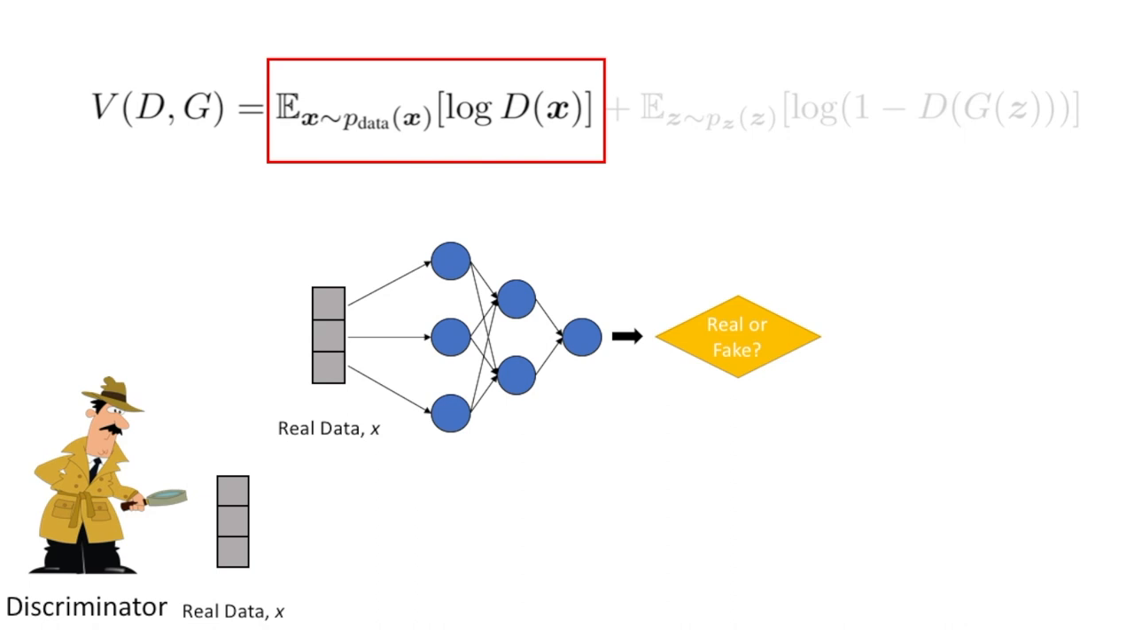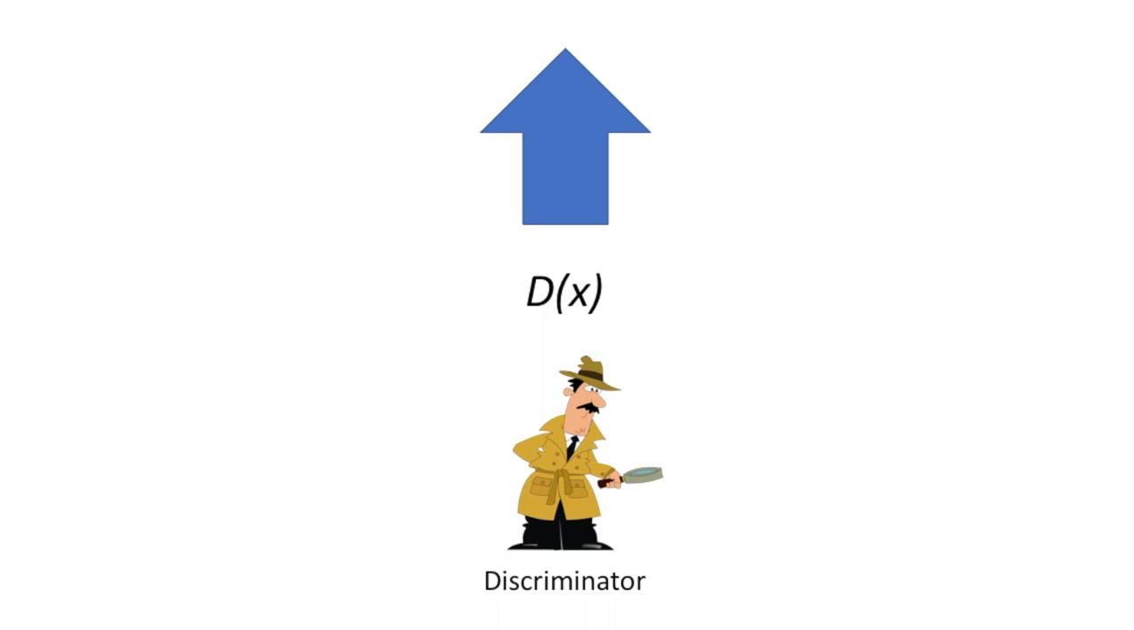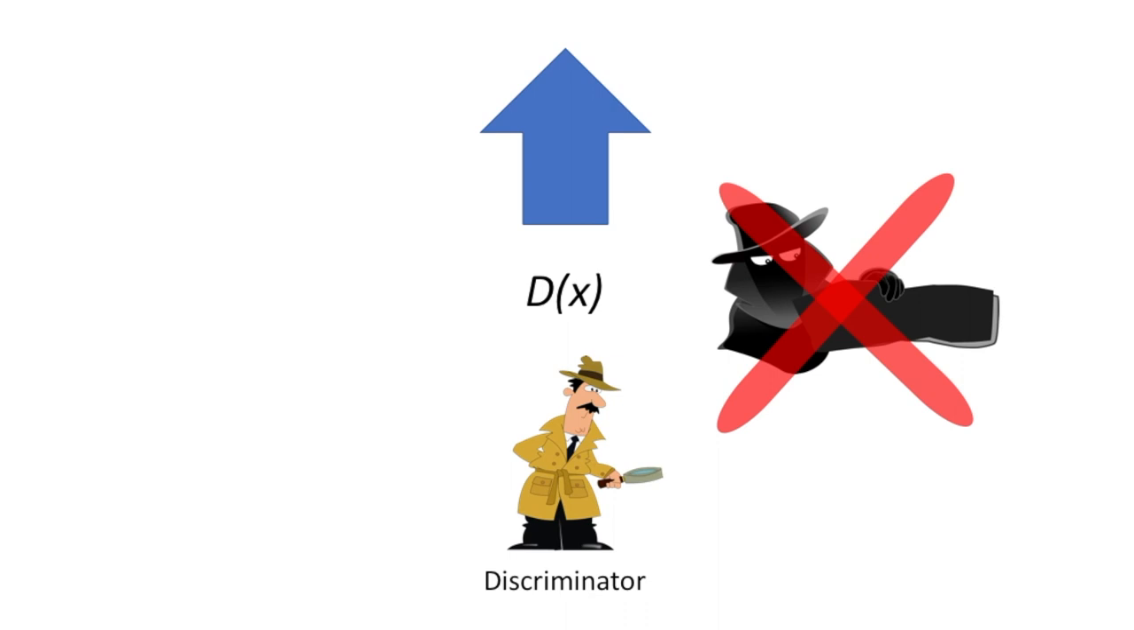Let's ignore the log transformation because that just scales the numbers. The discriminator wants D of X to be a large number because that represents high confidence that a real sample is actually real. The generator is not involved in this process at all.